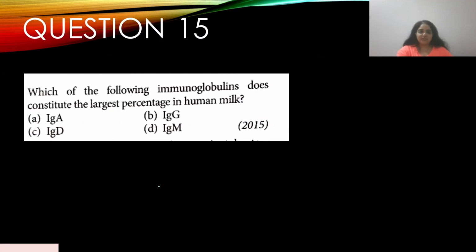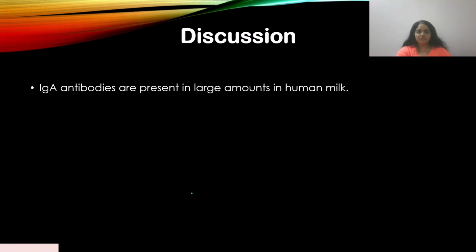All right, question 15. Which of the following immunoglobulins constitutes the largest percentage in human milk? This appeared in 2015. We discussed this. It is IgA. IgA is present in large amounts in colostrum in breast milk. So the answer is A. It forms a part of passive immunity where the mother transfers this immunoglobulin to the infant. So it's IgA antibodies.